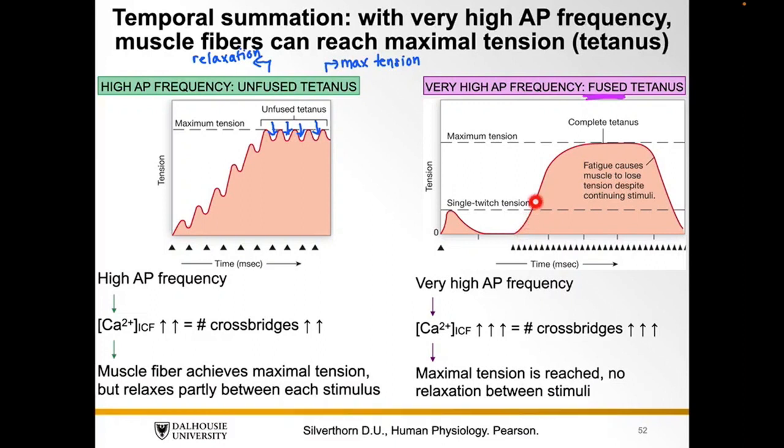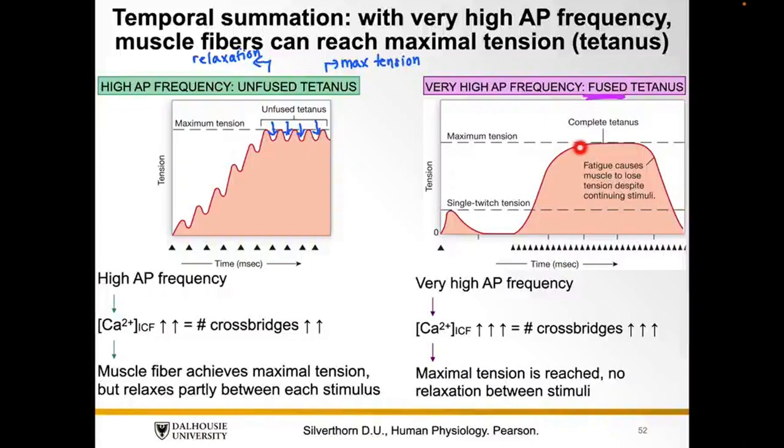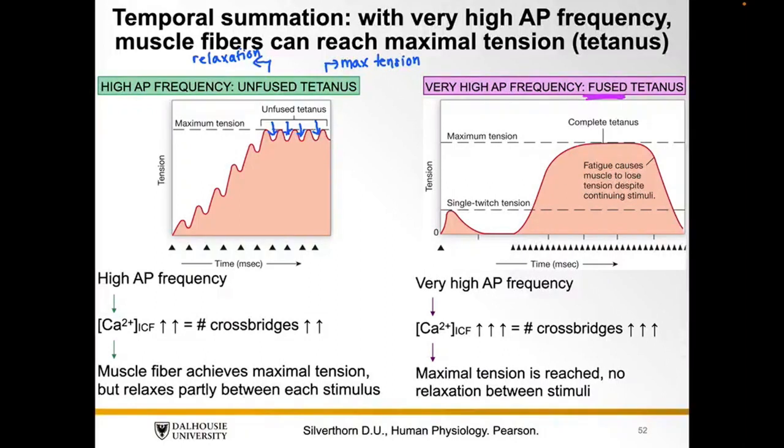You see the summation, summation, summation. We reach maximal tension, that's tetanus, but we don't see the dips anymore. It's a flat line of continued maximal tension. That's what we call fused or complete tetanus.